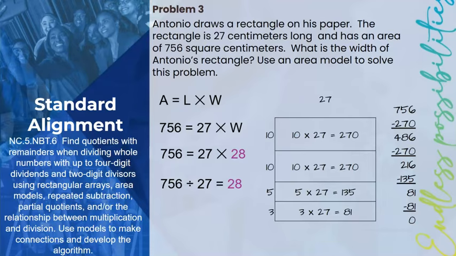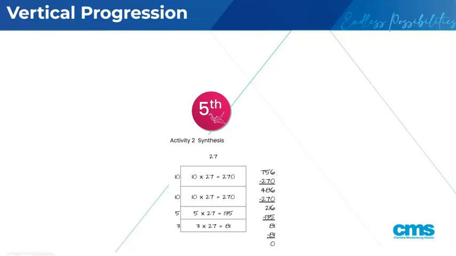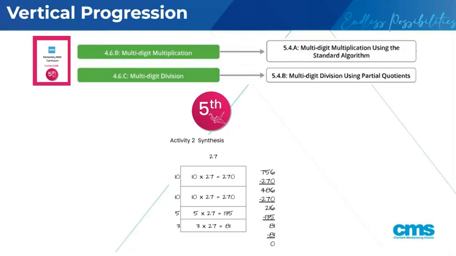Students are dividing multi-digit whole numbers using rectangular arrays, area models, repeated subtraction, partial quotients, and/or the relationship between multiplication and division. This problem is from Unit 4, Lesson 10, Activity 2. So how does this work fit across grade levels? Again, we can use the dependency chart in the 5th grade course guide to understand what this content builds on.